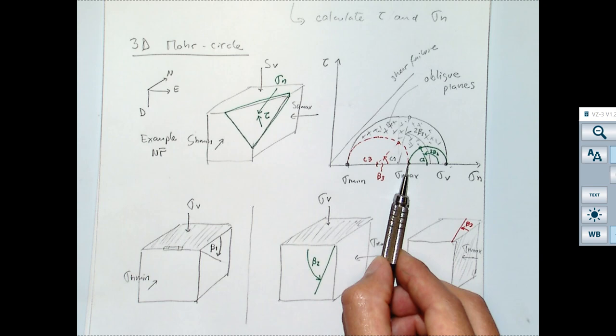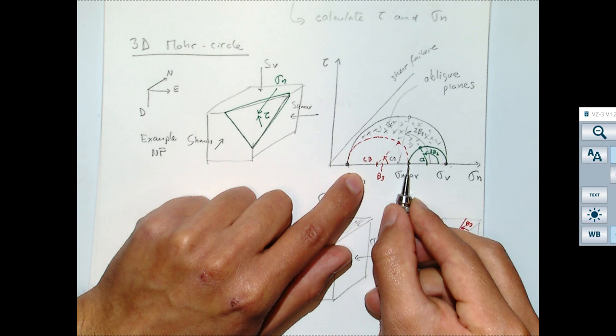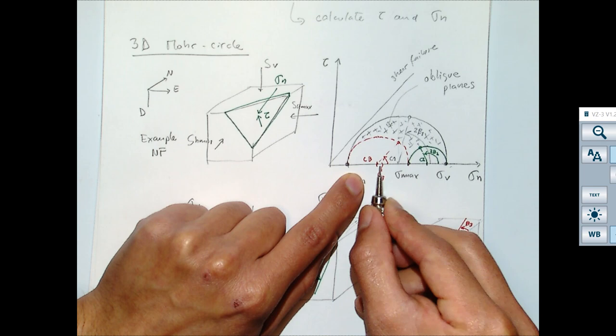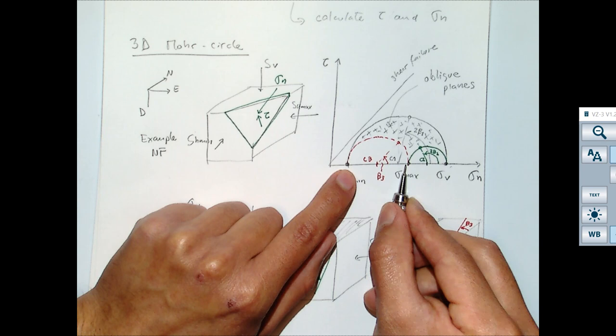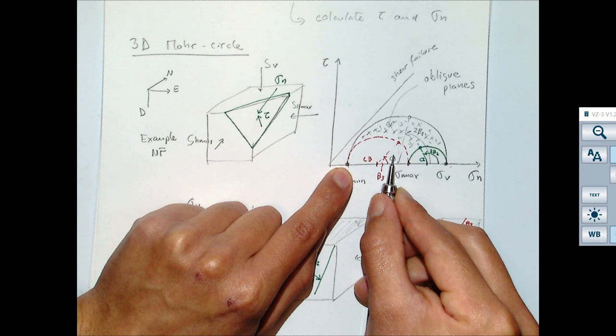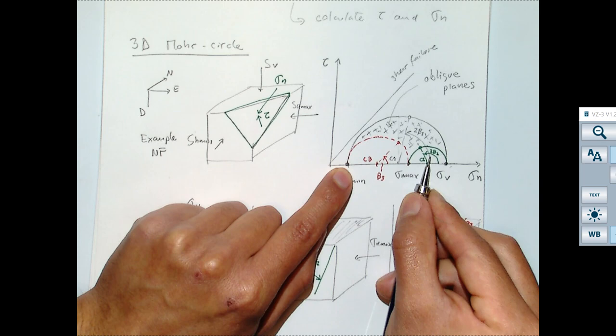We could imagine that I move this point over here and the circles move with it. If I do that, I can vary what is the shear stress and normal stress. Say I can move all the way this one to here, and in that case you will have possible points in here. But at this current condition, I cannot have anything below the circle. All the possible combinations are here.